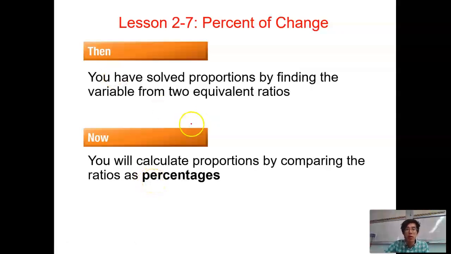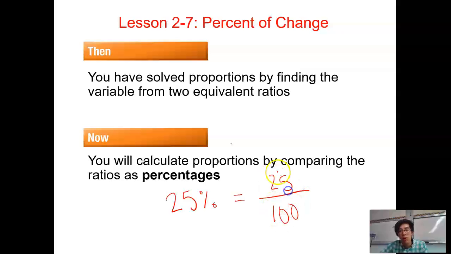Just remember, percentages can be written as a fraction. If I have 25%, I know that percentages are always over 100. So another way to write 25% is 25 over 100. And if I have a fraction, I can write that as a proportion.